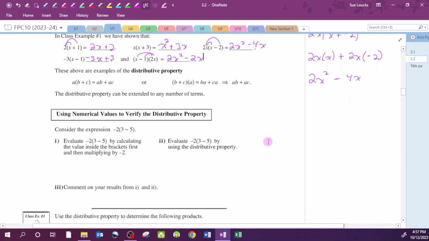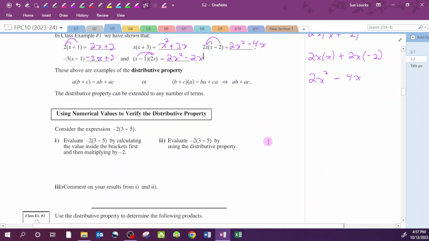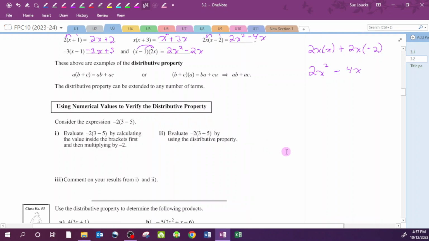Okay. This is just me showing you that this is true using numbers instead of letters. So if I have this expression, negative 2 times 3 minus 5, and I calculate what's inside the brackets first, because that's my order of operations. That's how I learned this first. I have negative 2 times negative 2, which equals 4. And if I use the distributive property, it's negative 2 times 3 and negative 2 times negative 5. So negative 2 times 3 is minus 6. And negative 2 times negative 5 is positive 10. And that also equals 4. So I get the same result either way. Okay.